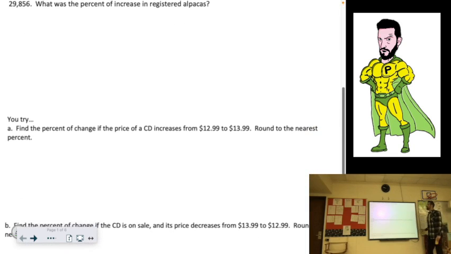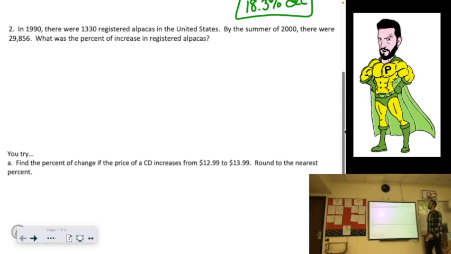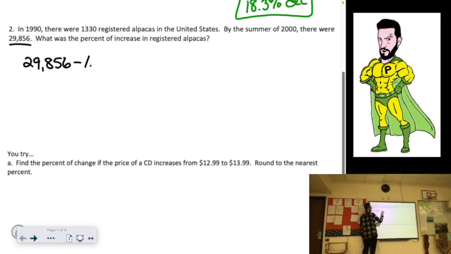In 1990, there were 1,330 registered alpacas in the United States. By the summer of 2000, there were 29,856. What was the percent of increase in registered alpacas? So the newest amount is this 29,856. New minus old. The old amount was 1,330 over old. The original amount was that 1,330 again. All right. Let's kind of see what decimals we end up with here.